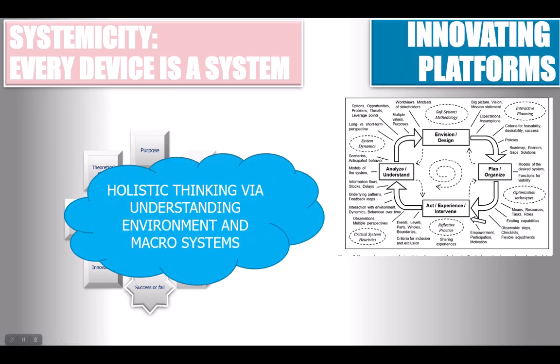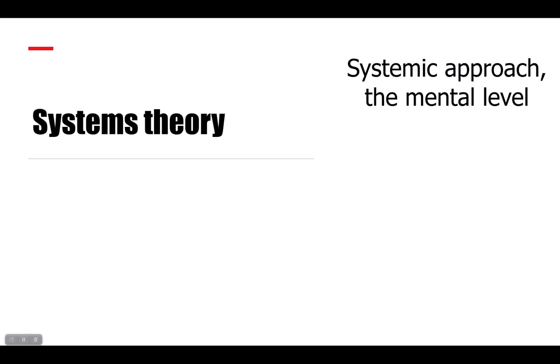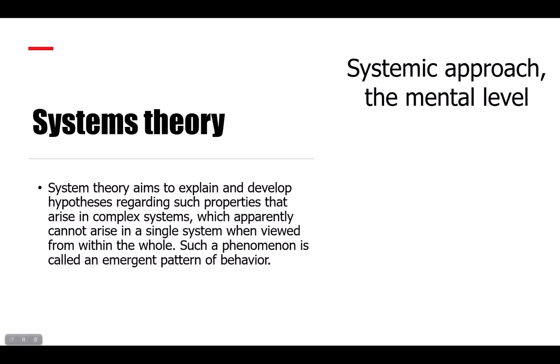And this understanding model supports holistic thinking, understanding limits and environment, interaction with environment, dynamics and behavior and so on. It's possible to use this kind of model for innovation platforms. Then systems theory in general. It's mental level, not physical level. It's like metaphysics, not physics.